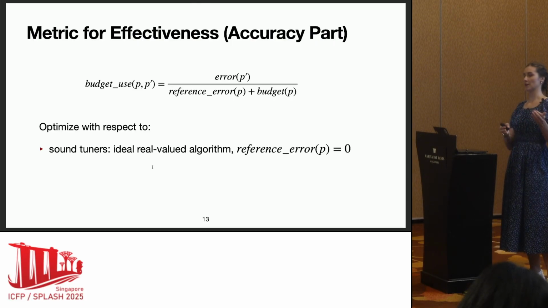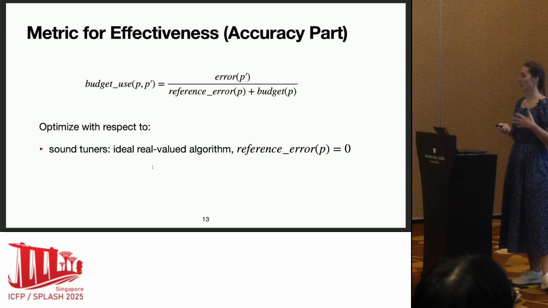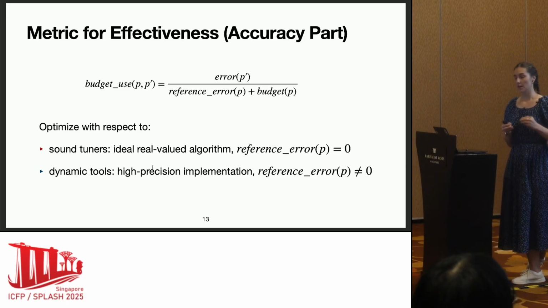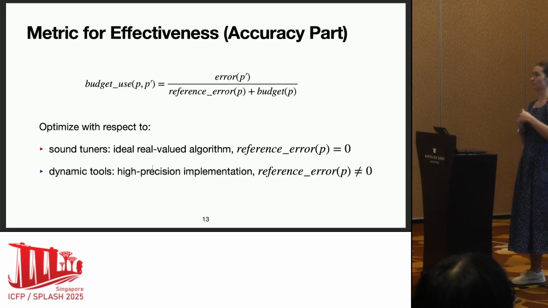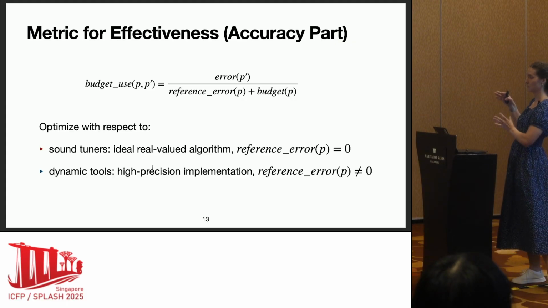So sound tuners optimize with respect to a real-valued ideal implementation that doesn't have any error in it. And dynamic tools usually run some kind of high-precision implementation and use that as a reference to optimize further. So as the accuracy metric, instead of just computing the increase of the error, we are assessing how well the tuner can use the allocated budget of the error. So basically, within the budget that the user gave to the tuner, how much of this budget is used in order to improve performance.